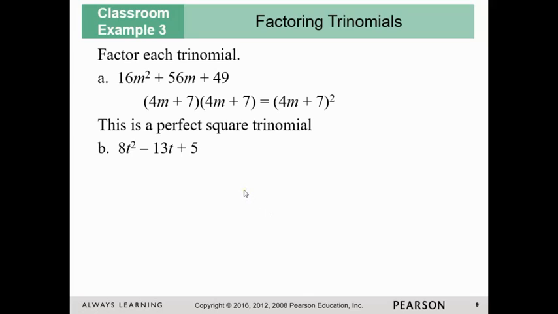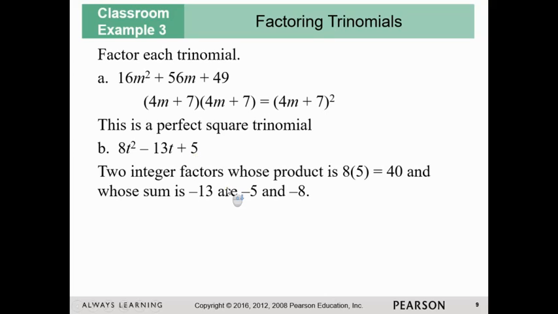So looking at B here, there's something particular about B. We notice that the leading coefficient here is not 1. And so we're going to have to use, and I think what we end up using here is, the AC method. So we multiply the first times the last. 8 times 5 is 40. And we're going to look for factors of 40 that sum up to the middle term of negative 13.